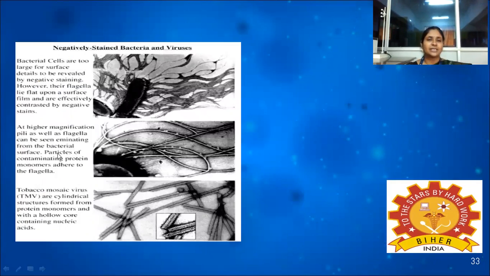So these are the negatively stained bacteria and viruses. Bacterial cells are too large for surface detail to be revealed by negative staining. However, the flagella lie flat on the surface and are easily visible, and we can see the tuft of flagella that has been distributed. Next, the tobacco mosaic virus has cylindrical structures formed from protein monomers with a hollow core containing nucleic acids, and we can visibly see the cylindrical structures of these viruses.